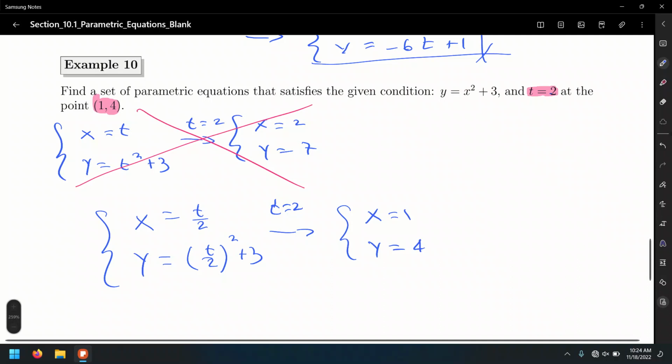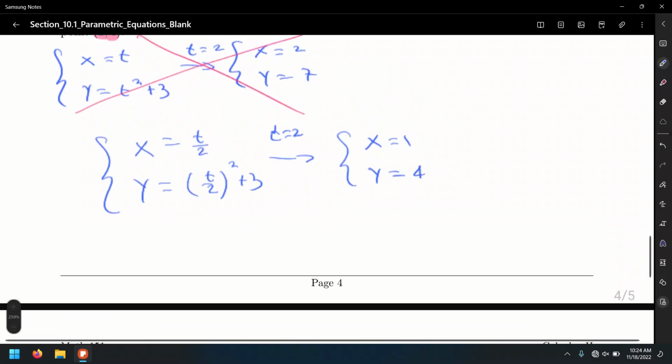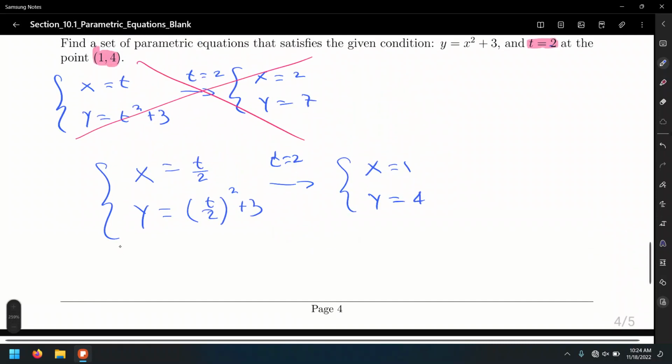However, I was thinking of something else. The other possibility I was thinking of is x equals t minus 1, and y equals the quantity t minus 1 squared plus 3. That's the other possibility I was thinking of. Either way works to satisfy the condition in this case. All right.